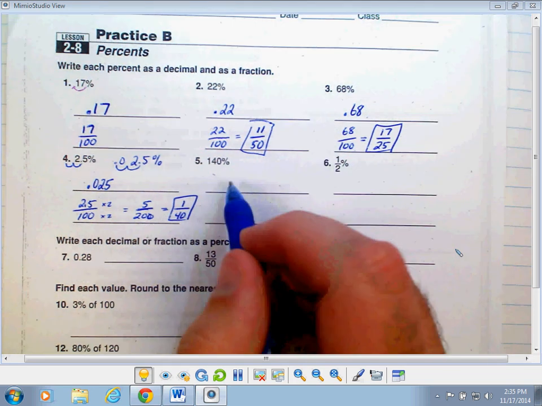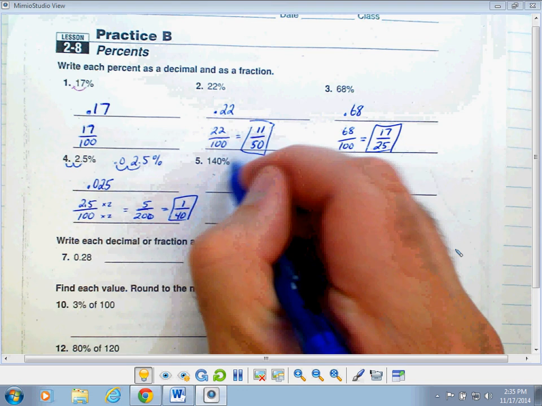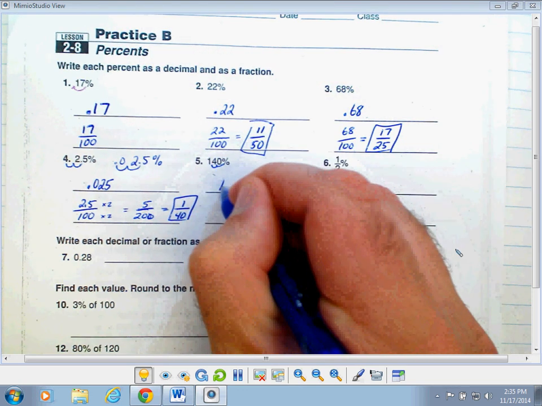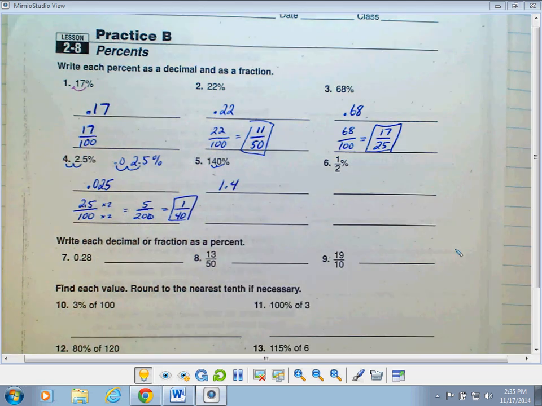If we do 140%, again, same idea, right? Move the decimal point 2 places to the left. It's actually going to be 1.4, which is correct because we know that 100% is 1 as a decimal. So 140% should be more than 1.